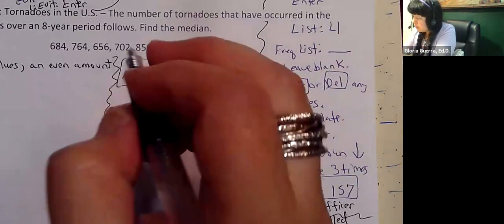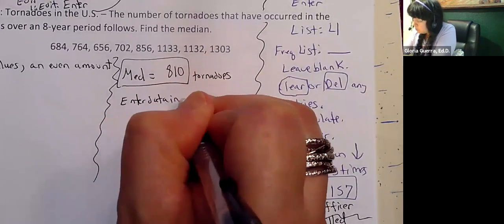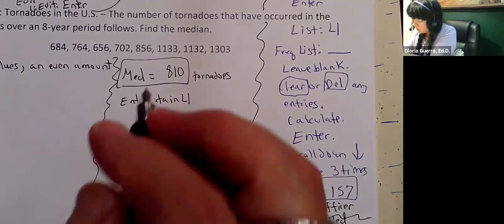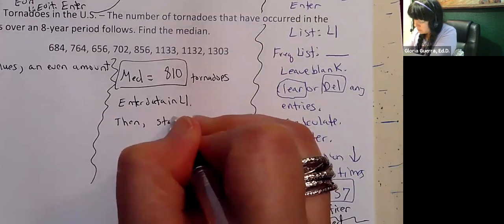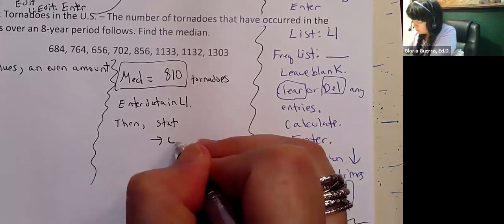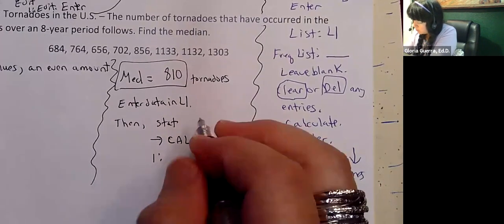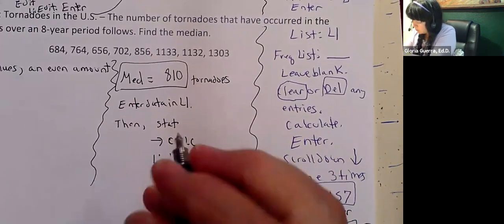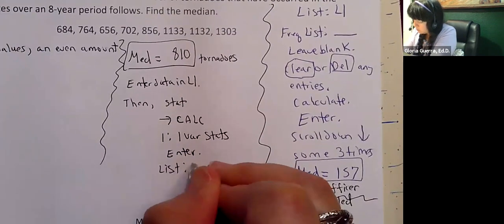Okay. Yeah, so remember what happened here. We enter the data in L1. And then after you enter your data in L1, you would go to stat, and then you would tab to calculate, and then you want that one variable stats, enter, and then you tell your list is L1.